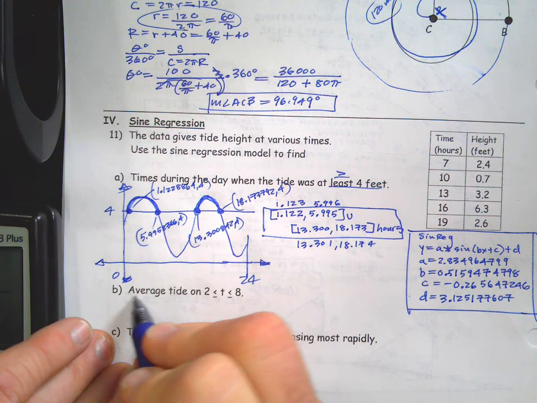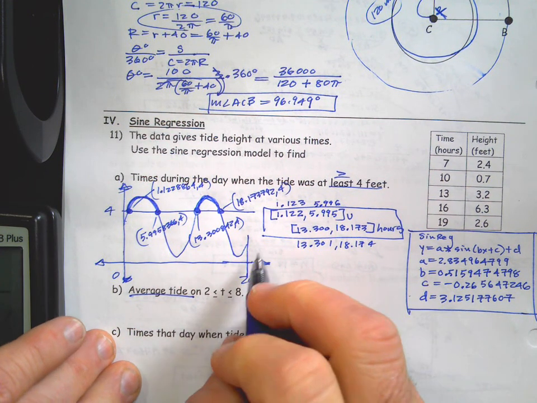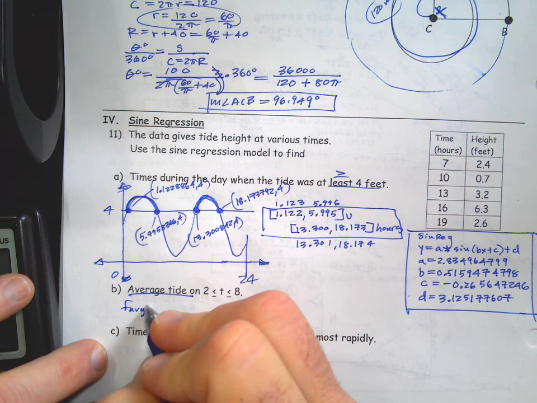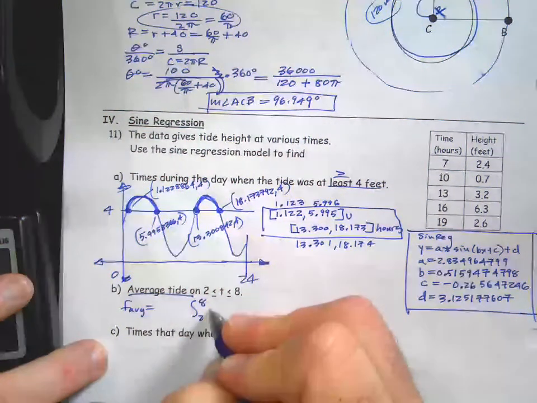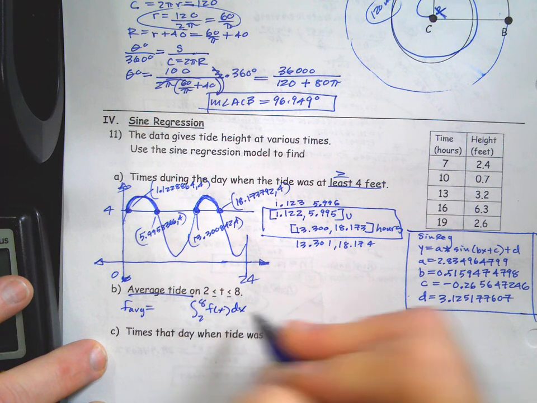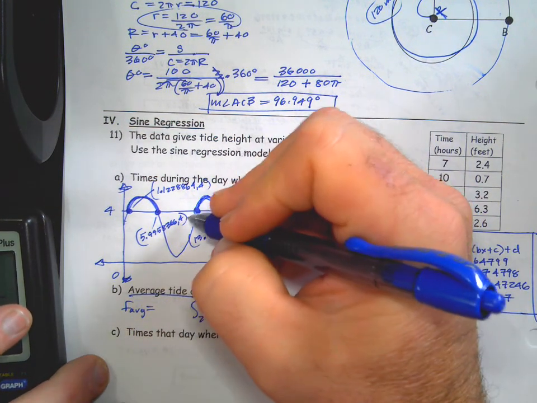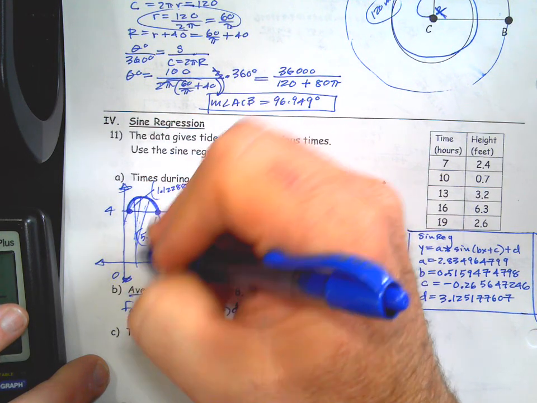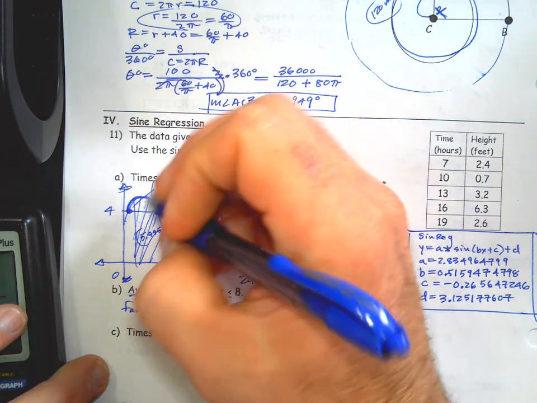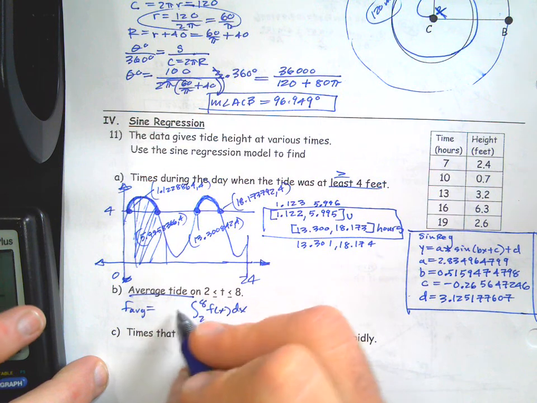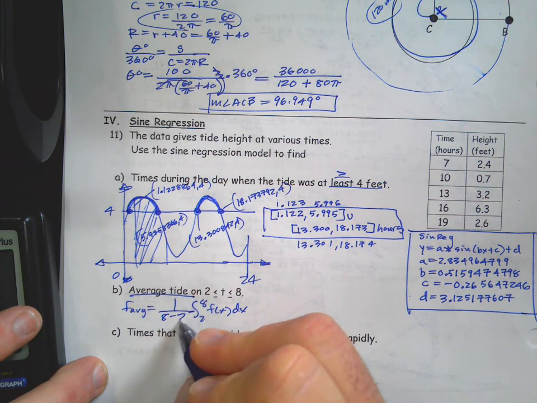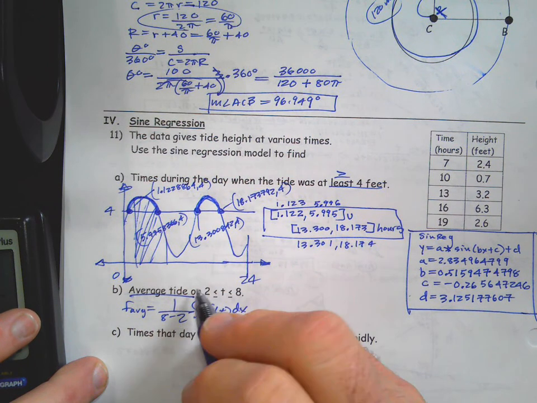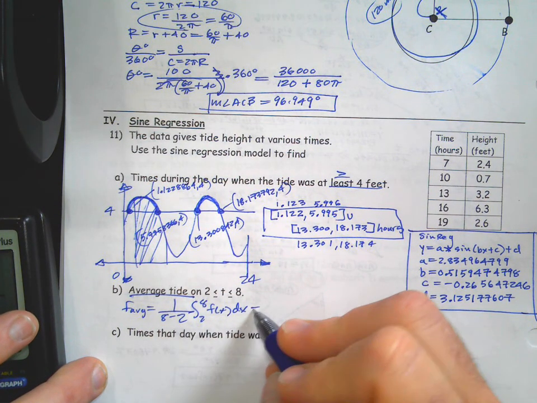Average tide from 2 to 8. Now, this is the way you find the average of a function: you integrate it to find the area under it. So 2 to 8, this is 0 to 24, so it's 12. So we're going to find that area and smooth it out into a rectangle and divide by the base of the rectangle. Or another way of thinking is we're going to accumulate all the tide from 2 to 8 and then divide by the number of hours to get the average.